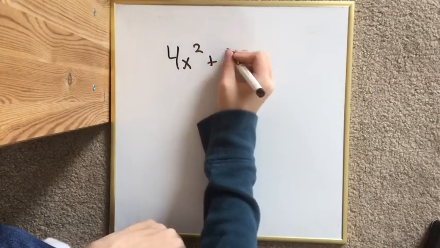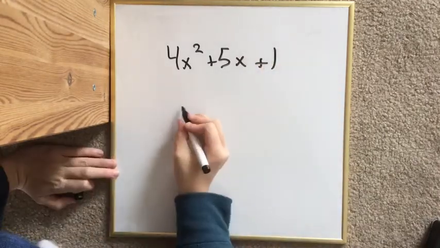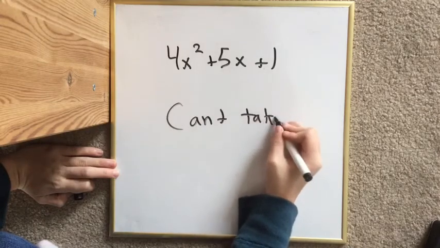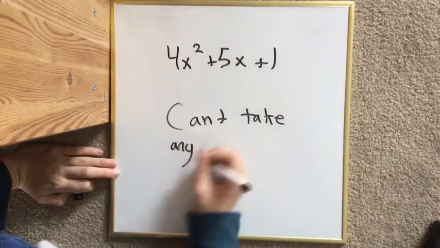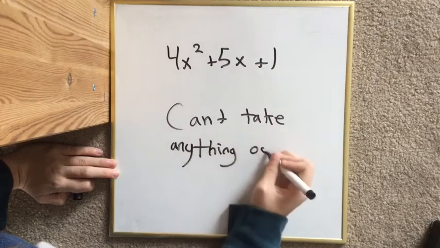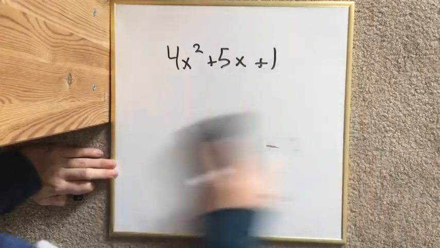Now what if we have 4x squared plus 5x plus 1? We cannot get rid of the 4 by dividing everything by 4, because you don't want decimals. It just doesn't work that way. So you can't divide anything out of this equation to make it simpler. We're going to have to find another way.